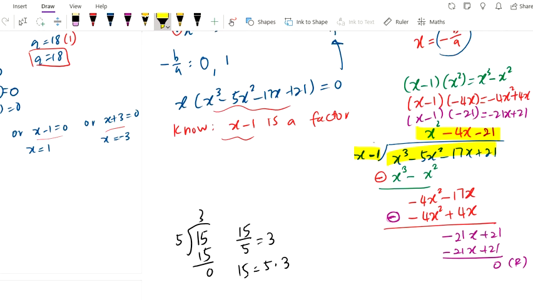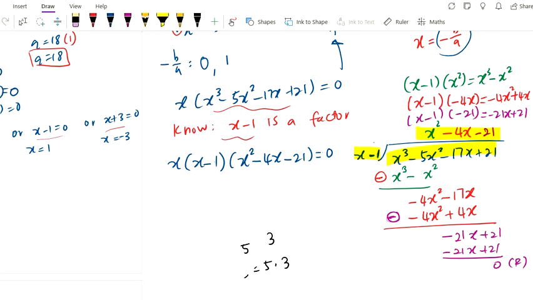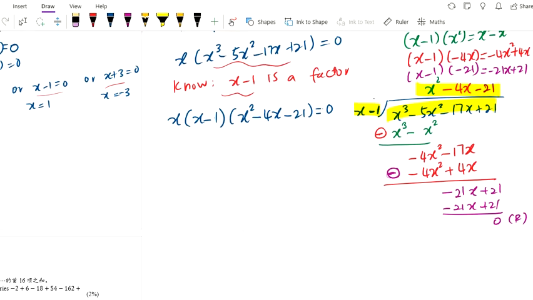So the next thing we do is we take out this x minus 1. When we take out this x minus 1, what we have left is x squared minus 4x minus 21 equals to 0. And this is already a quadratic equation, and you can solve it just like the normal way. Or if you want to continue to use long division, also can. But since we already know how to factor quadratic equations, we just directly factor it.